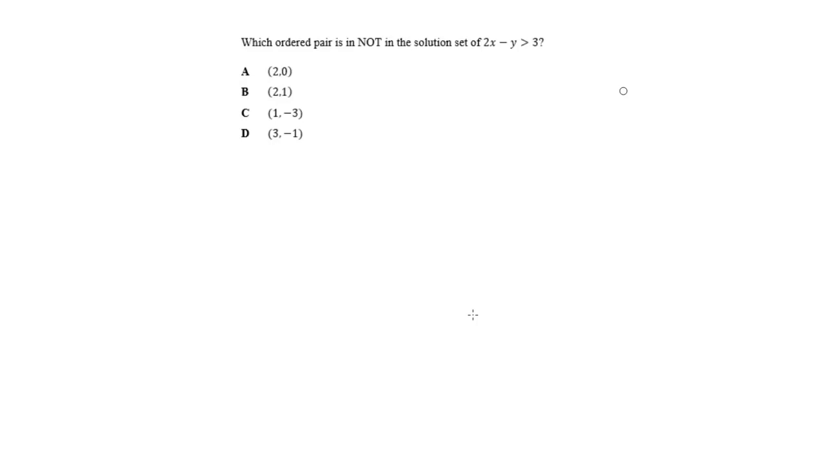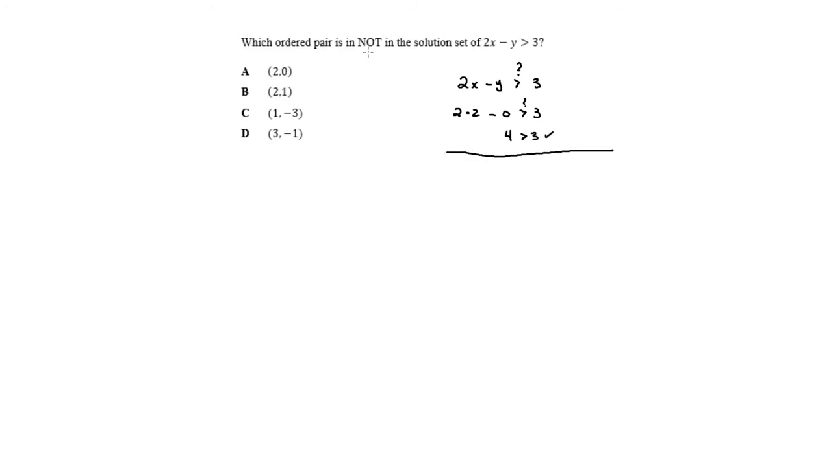So, which ordered pair is not in the solution set of 2x minus y is greater than 3? Well, all we have to do is substitute our x and y values into 2x minus y and see if it is greater than 3. So let's start with point A. Is 2x minus y greater than 3? If x is 2 and y is 0, I get 2 times 2 minus 0. Is that greater than 3? Well, 2 times 2 is 4, minus 0 is 4, so is 4 greater than 3? Yes, it is. So A checks out.